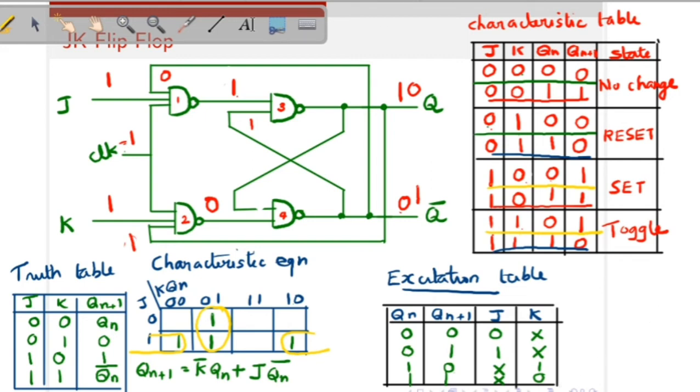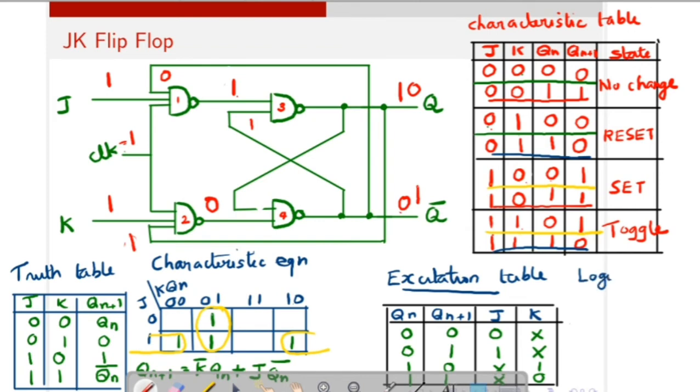Okay. Next we can draw the logic symbol of this JK flip-flop. So to draw the logic symbol, first we can draw a block with 2 outputs and 2 inputs, then a clock signal. Okay, so this clock signal indicates that it is a positive edge triggered JK flip-flop. So mark the inputs J and K, then outputs Q and Q bar, and this marked as clock.